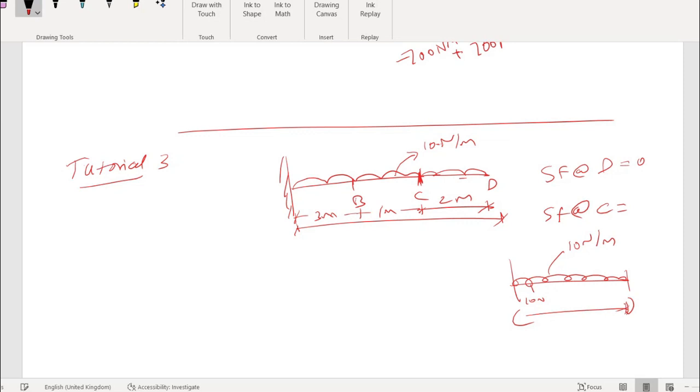Hence, for the whole of 2 meters, how much is the value? It will be 10 times 2. I mean, not MC, we are doing shear force. Shear force at C will be 20 newtons. So that's why I'm calculating 10 into 2, it will be 20 newtons. Like this, you calculate one after another until B. Next at B will be 10 newtons times 3. At A will be 10 Newton times 6. By that you have to calculate the shear force, everything.